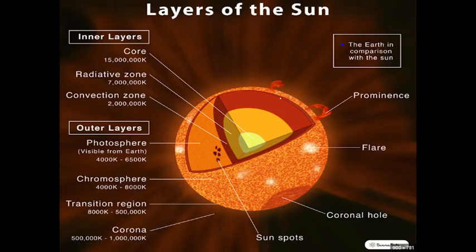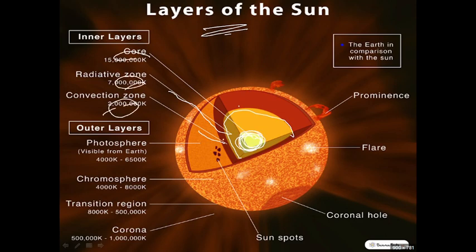Okay, so these are the various layers of the sun. You can see here, this internal part is called the core, the next important zone is called the radiative zone, and the next is the convection zone. The radiative zone is present in the middle of both core and convection zone, and you can also see the various temperatures present in these three zones. Core has the highest temperature, right? And later you can also see the outer layers that are present.